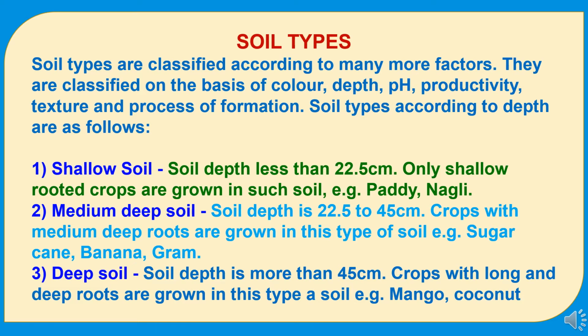Second is medium deep soils, where the soil depth is 22.5 centimeters to 45 centimeters. Crops with medium deep roots are grown in these soils like sugarcane, banana and gram. Third is deep soils, where the soil depth is more than 45 centimeters. Crops with long and deep roots are grown in this type of soils like mango, coconut and orchard crops.